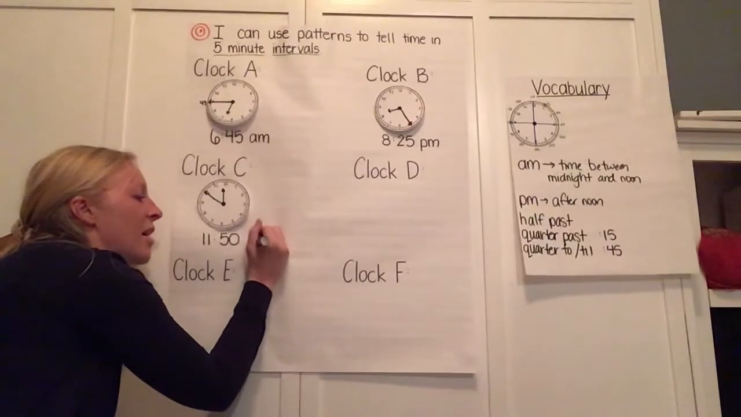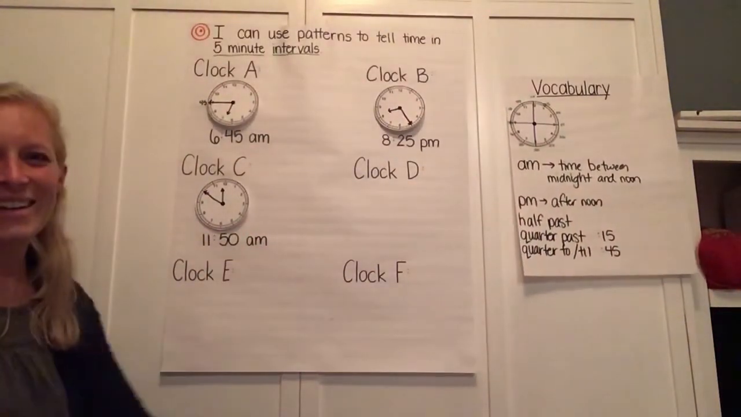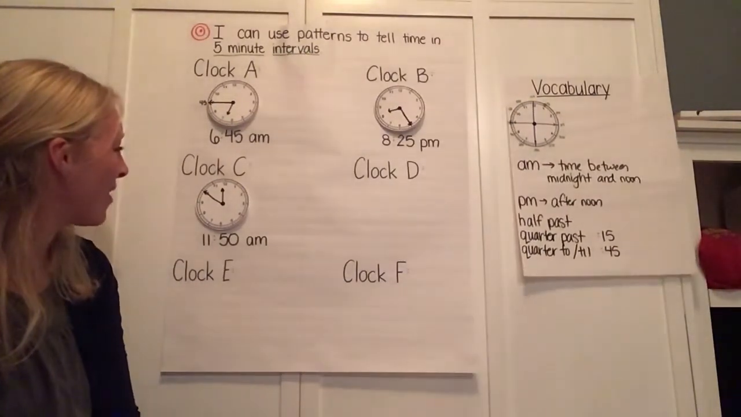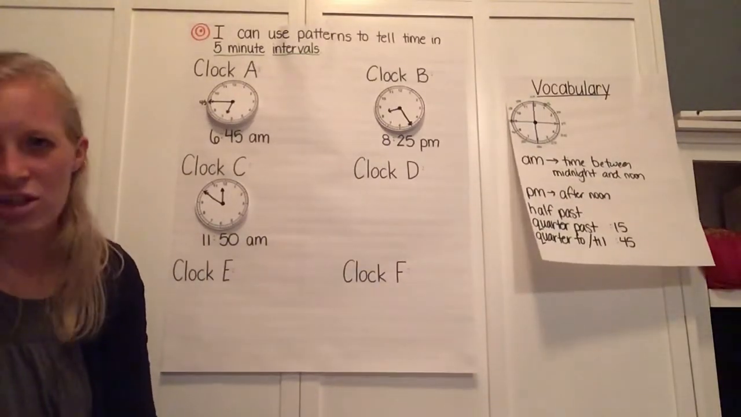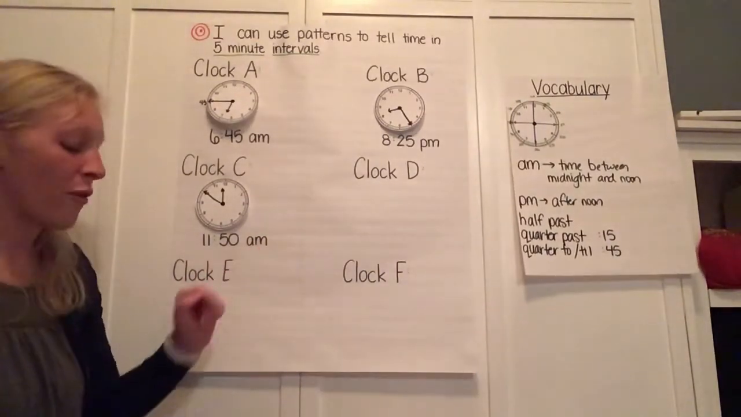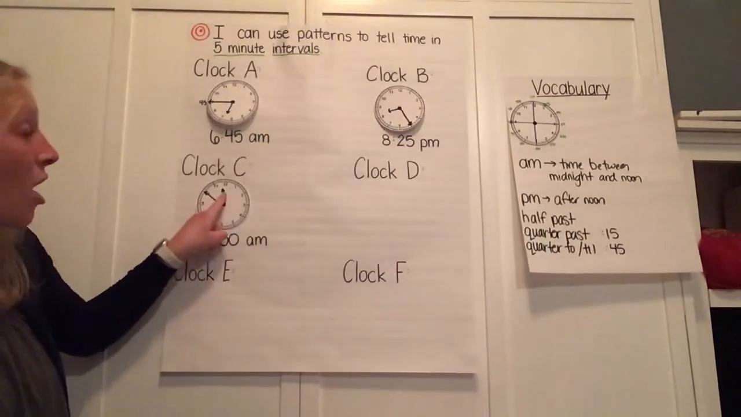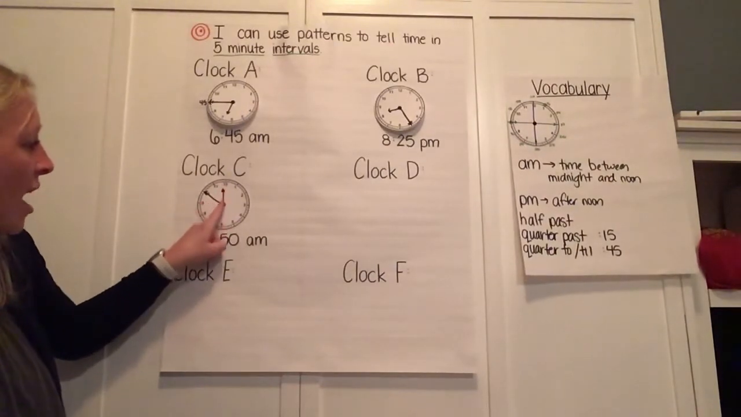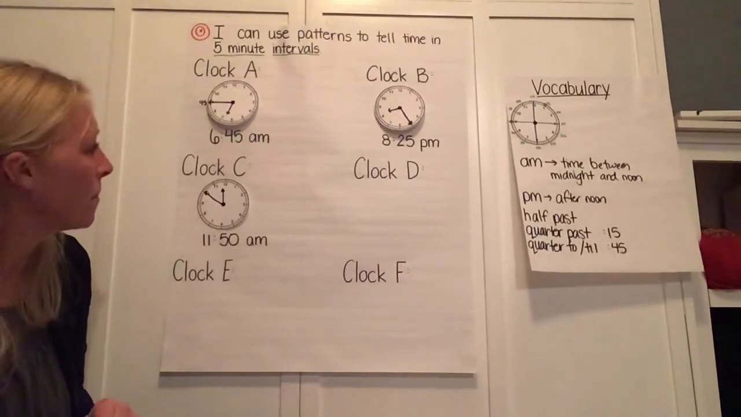What are you doing at 11:50 a.m.? Getting ready for reading groups, doing some math. We've just eaten lunch. The a.m. is before noon. 11:50. It is almost noon, isn't it? And so that hour hand is very close to that 12.